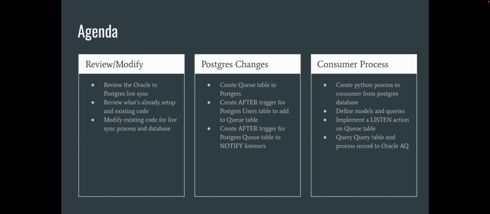We'll set up the Postgres queuing system. So we'll create a queue table in Postgres, create an after trigger for the Postgres users table to add to the queue table, and we'll create an after trigger for the Postgres queue table to notify listeners. And the final agenda here will be creating the consumer process. So we'll create the Python process that will consume from the Postgres database, define models and queries, implement a listen action on the queue table, and finally query the queue table and process records into Oracle Advanced Queue.